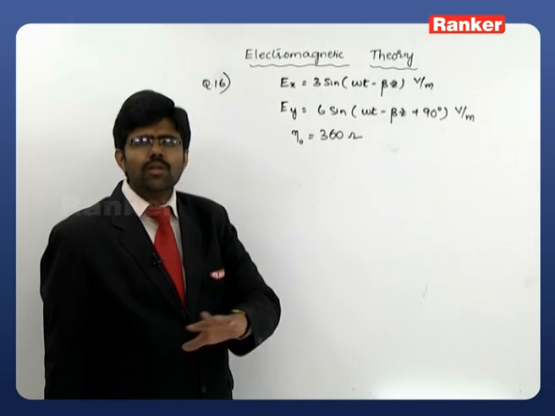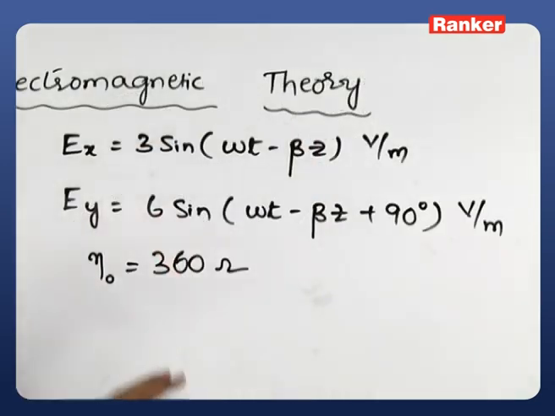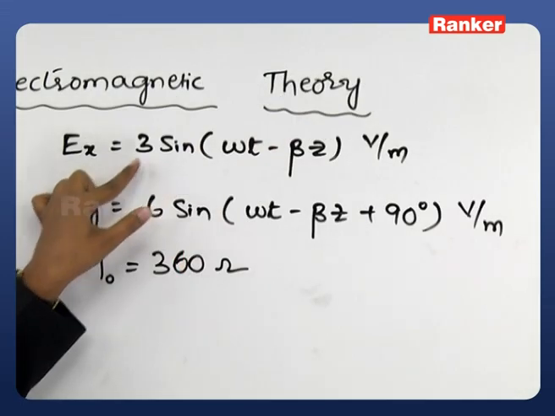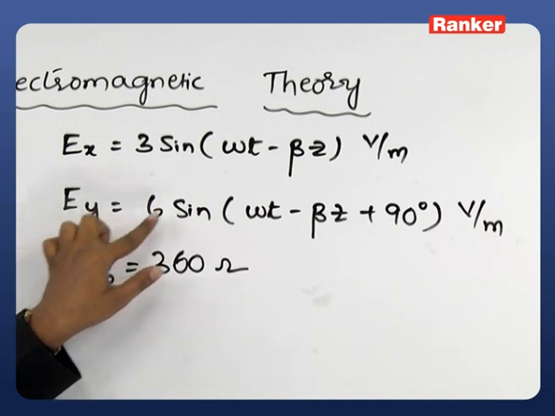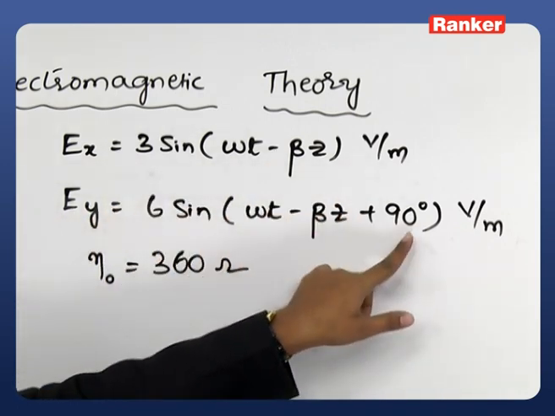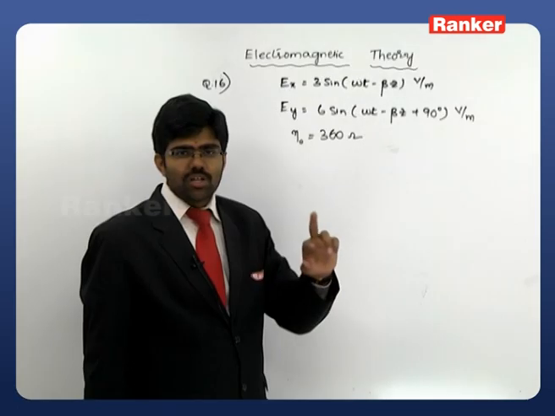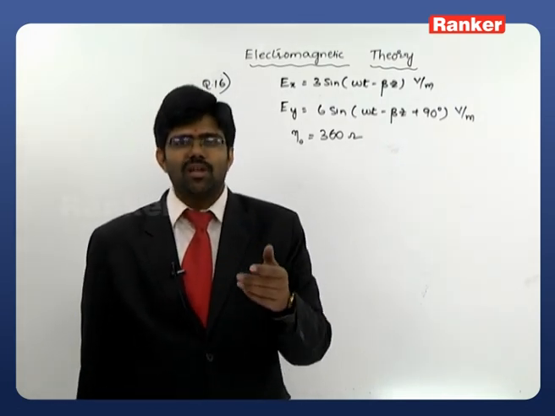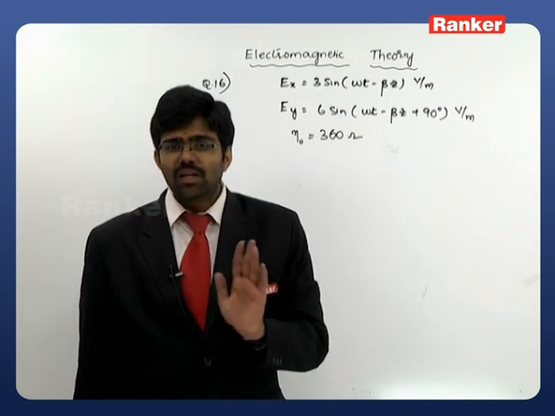Just leave the data and examine these two components. They have two different amplitudes: x has amplitude 3 and y has amplitude 6. And if you observe, the phase difference between these two is 90 degrees. So different amplitudes with a 90 degree phase difference always correspond to an elliptically polarized signal. That is what is given in our data.